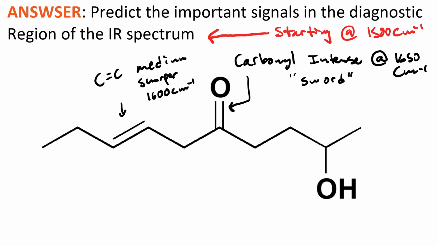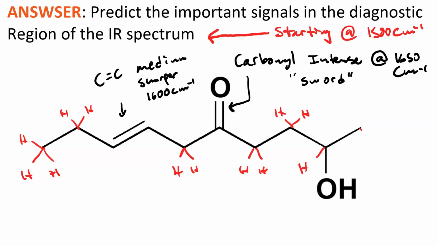Now, we shouldn't see anything major until we get close to 3000. There are lots of sp3 hybridized CH stretches in the molecule. Oops, not there. I hate drawing hydrogens. But this will all add up to look like an intense feature, just less than 3000 wave numbers.